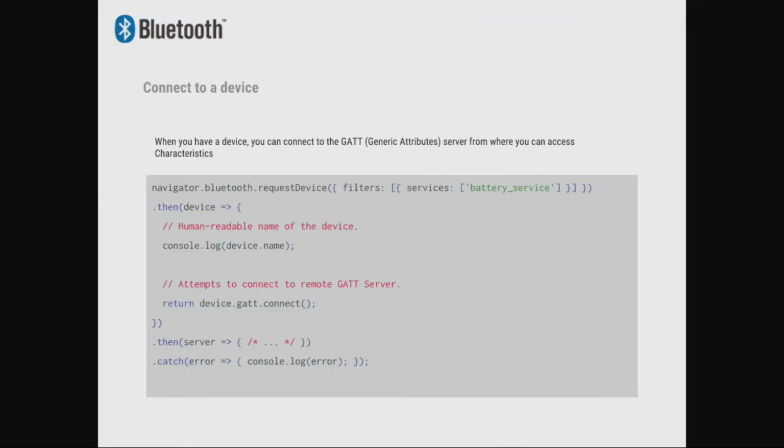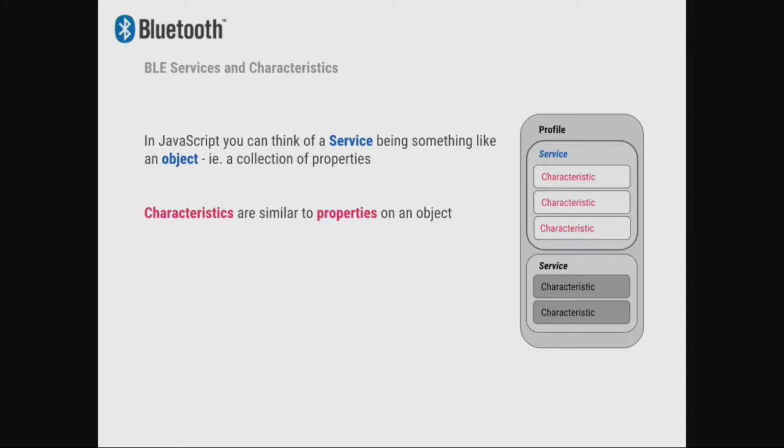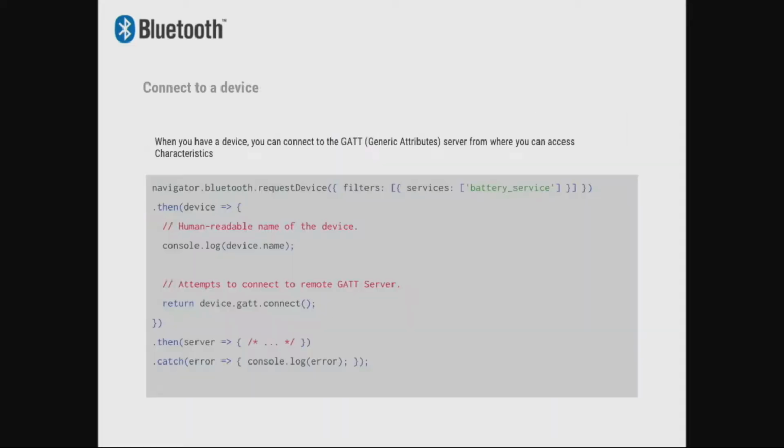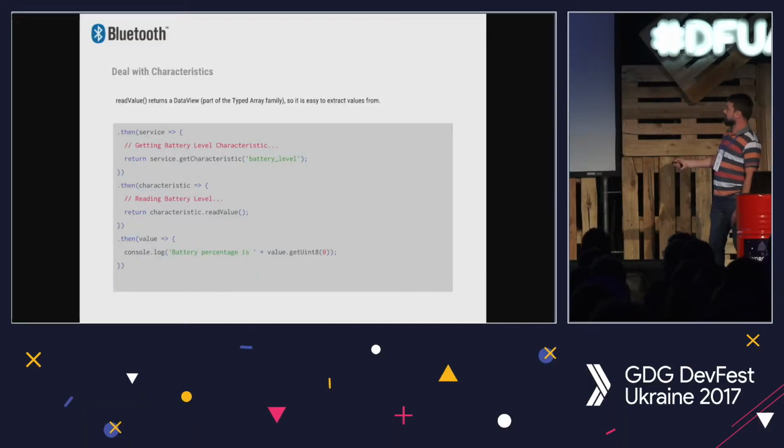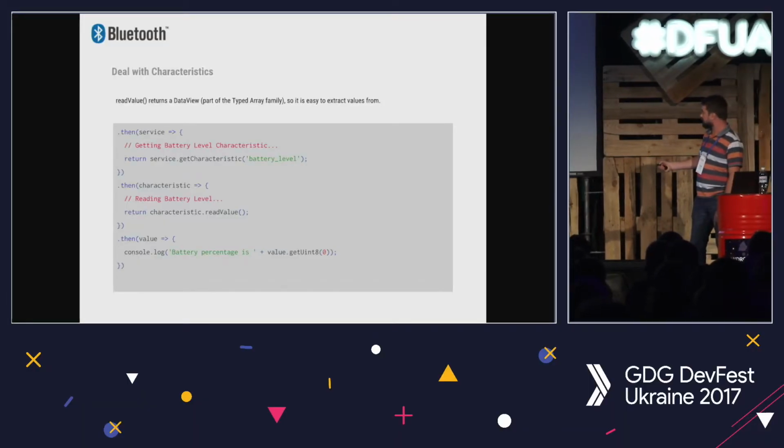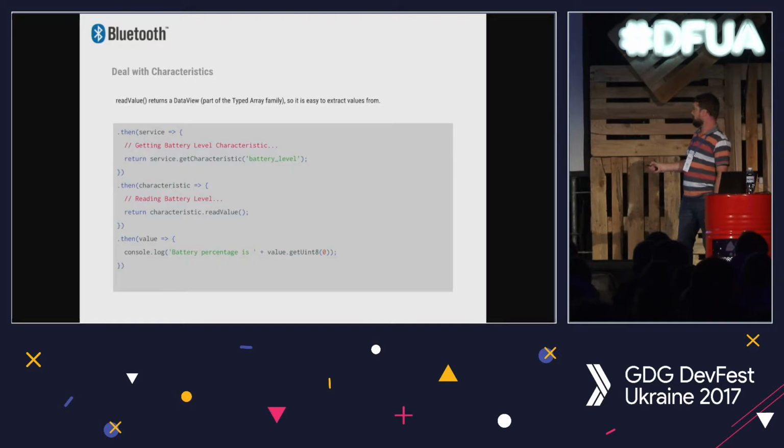When you have a device, you connect to the GATT profile. So this thing, the GATT profile. When that happens, you can start interacting with the device. So I can, for instance, get a characteristic called battery level. When I get that, I can read the value. As this value is a typed array, I'll need to actually extract the value. Here is an unsigned integer of 8 bits.